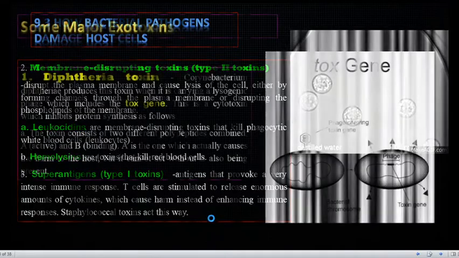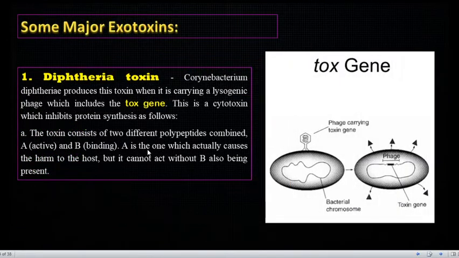Okay, next. So, let us discuss the major examples of exotoxins. And we have number 1, your Diphtheria Toxin that is created by the Corynebacterium diphtheriae. Okay, so siya yung nagre-release ng Diphtheria Toxin.